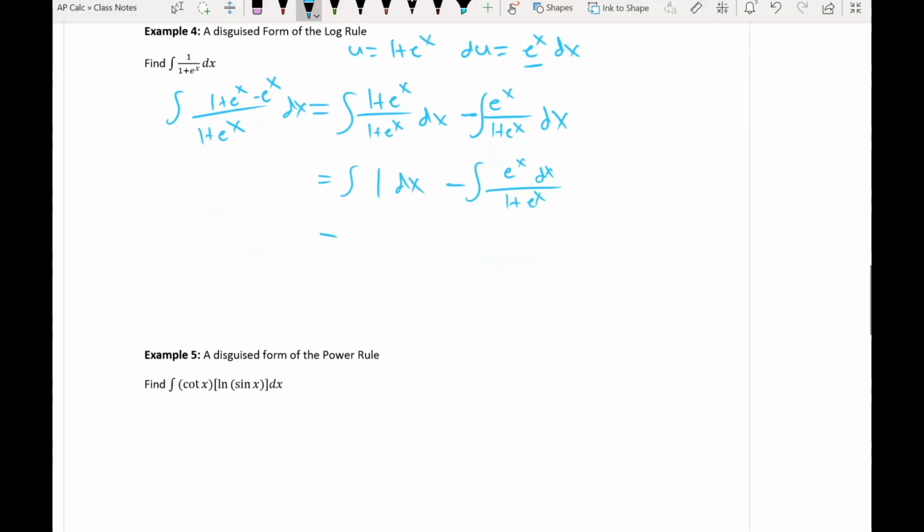So, well, now we integrate. The antiderivative of 1 dx is just x. That one's pretty easy to do. Now, this is going to become a log problem. Okay, so we have negative e to the x over 1 plus e to the x. Well, this is a u prime over u, or a du over u. This is going to be minus the natural log of, in absolute value signs, 1 plus e to the x plus c. But I want to talk about something here.